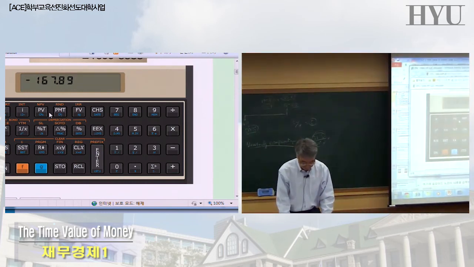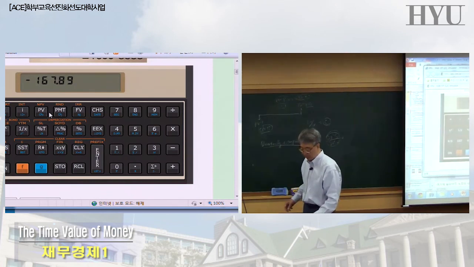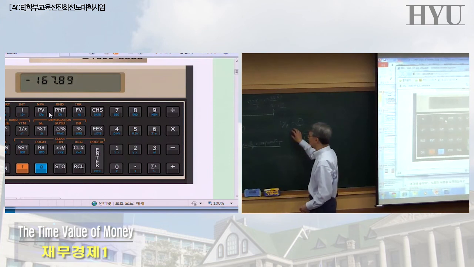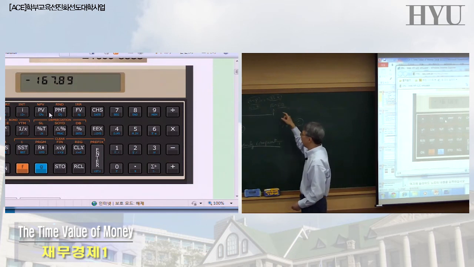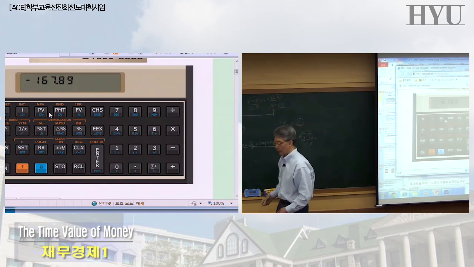I think I was thinking of a slightly different way, but what I just did in the calculation was the one I explained just now. You just divide the 20% annual interest rate by 4. That's the quarterly interest rate, okay? And the number of quarters.